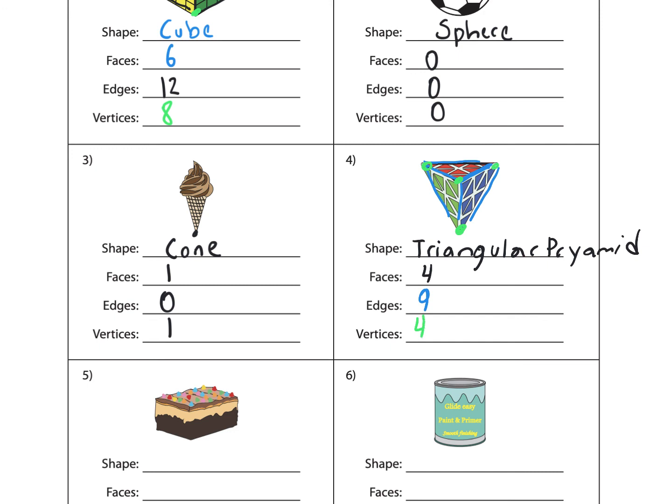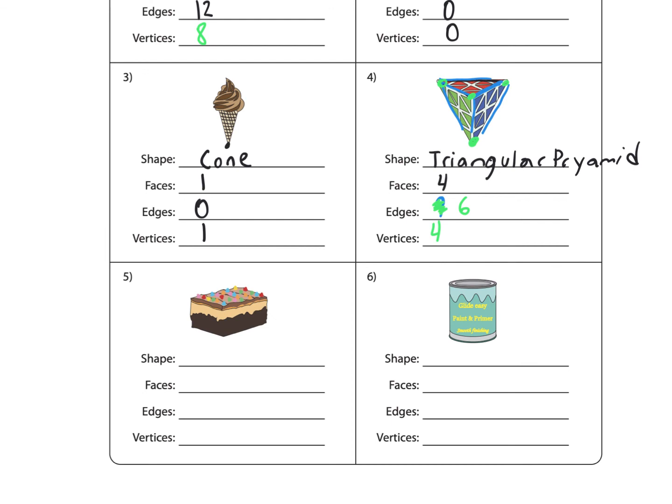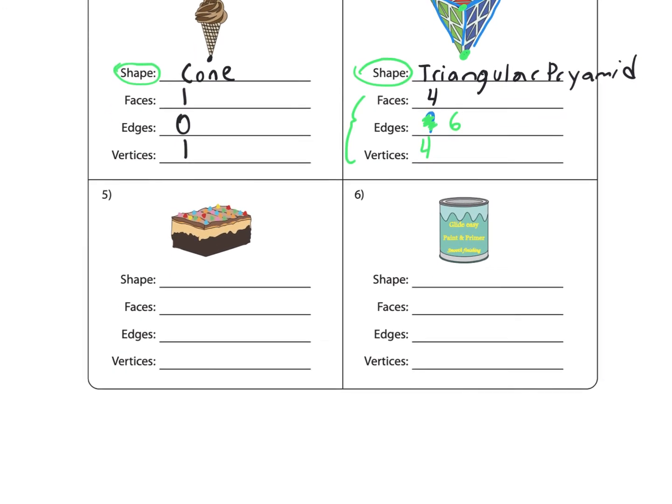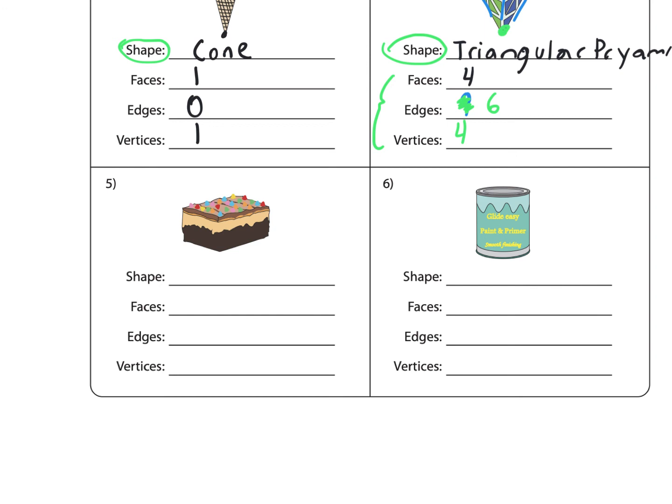Oops, I think I counted too many edges on my triangular prism. This is actually 6. Fix that there. You don't need to know these. You just need to know the names of the shapes. You don't need to know the faces, edges, and vertices for the test.